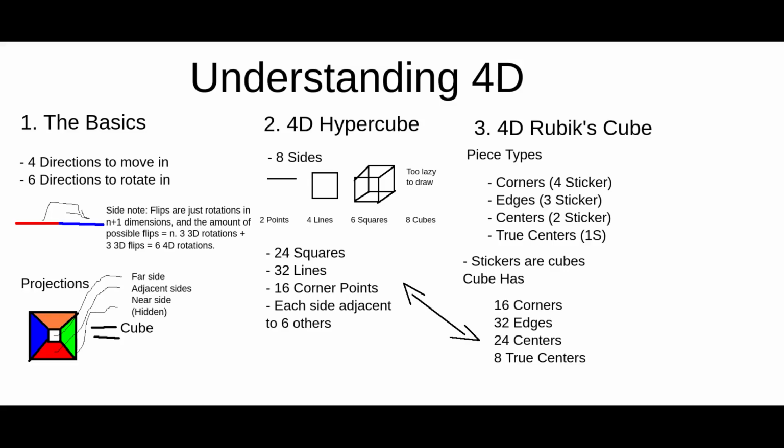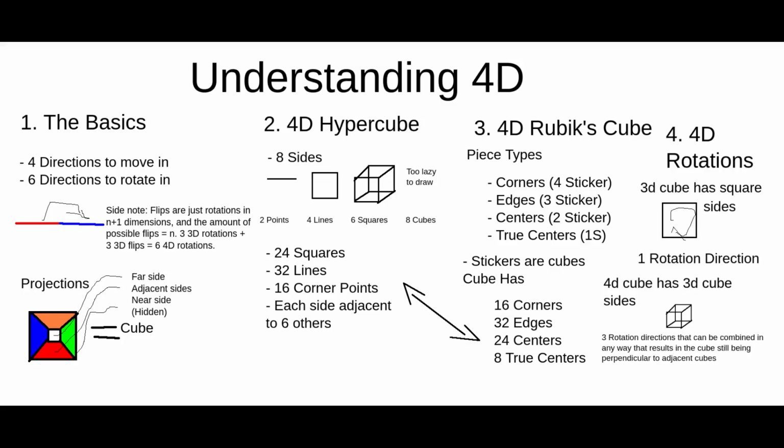And also stickers are cubes in this, as stickers are squares in the 3D Rubik's Cube. And this cube has 16 corners, 32 edges, 24 centers, and 8 true centers. Notice the similarity between those values and those in section 2.